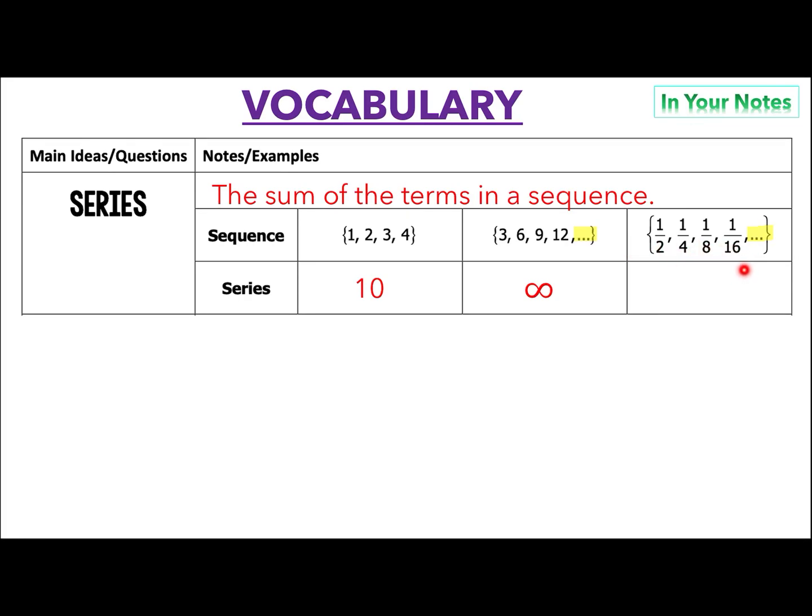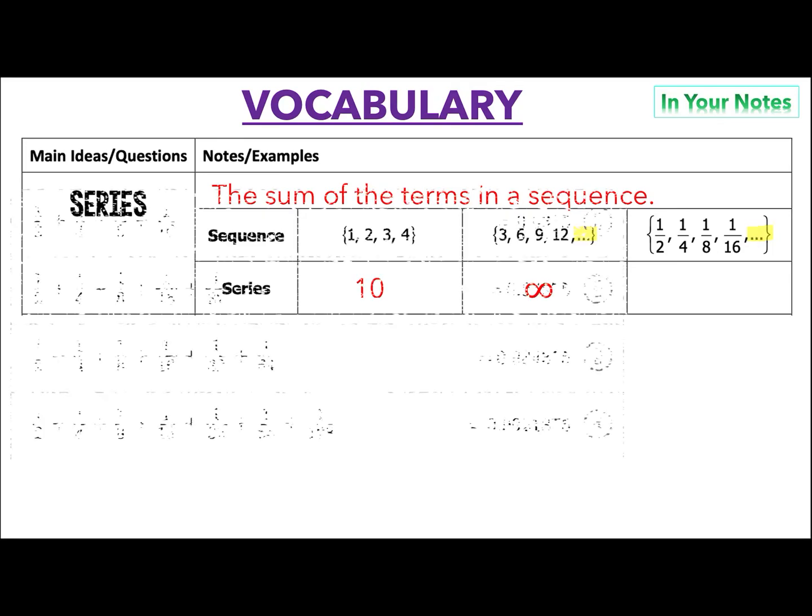And the easiest way for me to explain it is think about like a pizza. If you ate half of a pizza and your friend ate a quarter of a pizza, who ate more pizza? Well, the first guy ate more pizza. Half a pizza is more than a quarter of a pizza. So therefore, the fractions are getting smaller. So what I'm going to do is the same exact process as before.